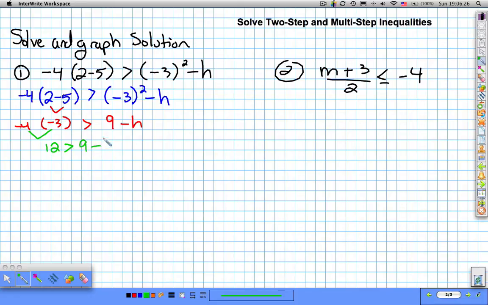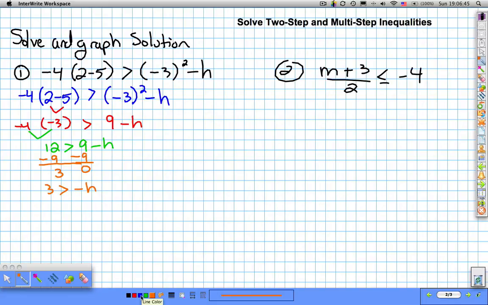On the left side now, I'm going to want to do negative 4 times negative 3, which is a positive 12. At this point now, I'm going to want to move my 9 over to the other side since h is on the right side. So I'm going to subtract 9. Because it is positive, I'm going to get 0 here, 3 here. So my new problem now looks like this.